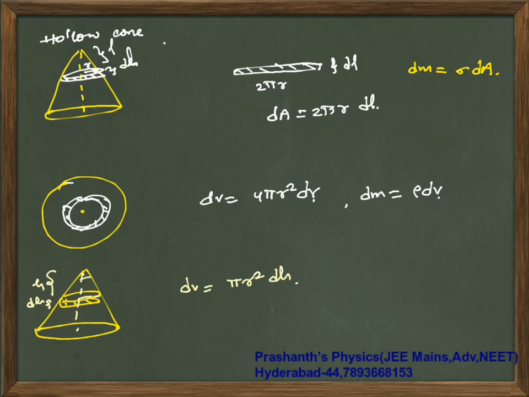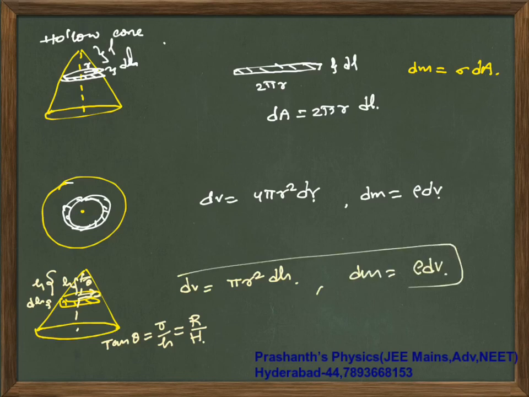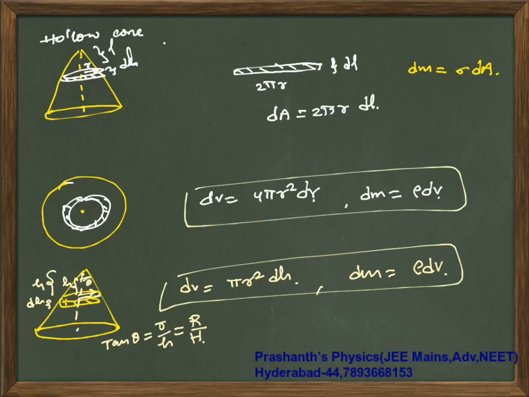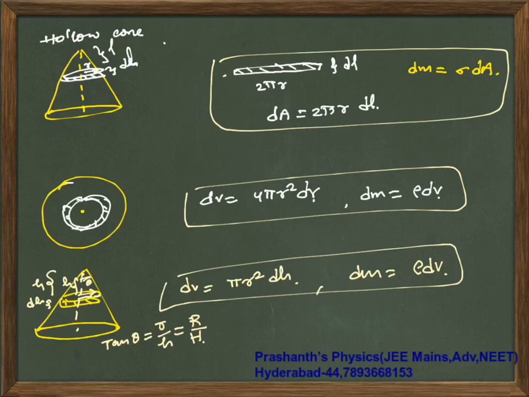Then you will use this relation tan theta is equal to r by h in the smaller triangle, which is equal to capital R by capital H, and you will integrate. Your dm is rho times dV like this. So this is what you are supposed to do for different figures and then integrate in physics. Instead of mass, this could even be charge in electromagnetism, but this is how you are going to do it in physics. Okay, that's all for today.